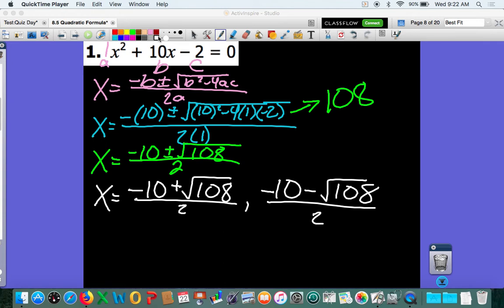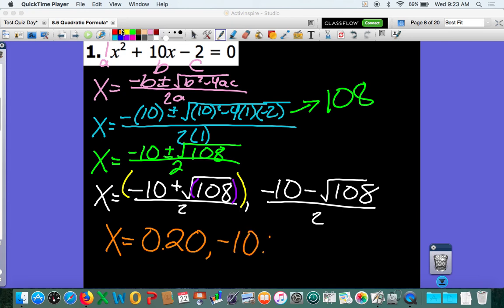Now that I have set these up, again, put them in your calculator. Just a little reminder, if you don't have a fraction button, you need a parentheses here, but you also need a parentheses there, so 2 sets of parentheses. When you solve them, you get an answer of x equals 0.20 and -10.20. And of course, we can put them in curly brackets, but we don't have to. We can leave them the way they are.